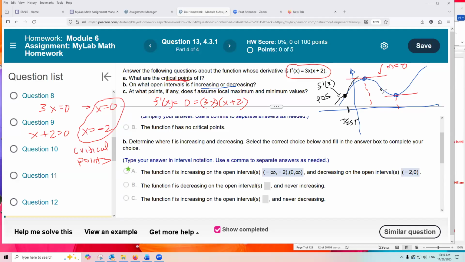How about if I pick a test point here? Well, this slope would be negative. That would tell me the graph is decreasing. So if I can find the derivative for some test points in these intervals, if the derivative is a positive number, the graph must be increasing. If the derivative is a negative number, the graph must be decreasing.